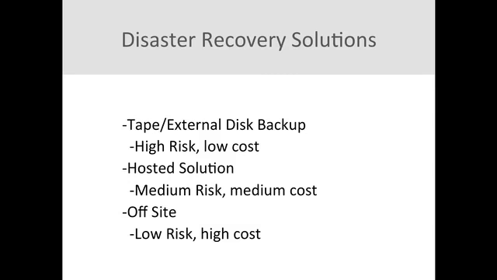And here we have three types of disaster recovery solutions. Take external disk backup. This is high risk, low cost. These are low cost options, but they carry a high rate of risk. If you do not have these stored off site, and say you had a tornado come through and blow your organization's building away, your disaster recovery solution has gone with it.